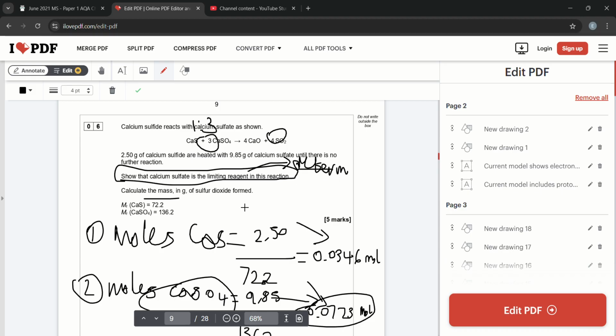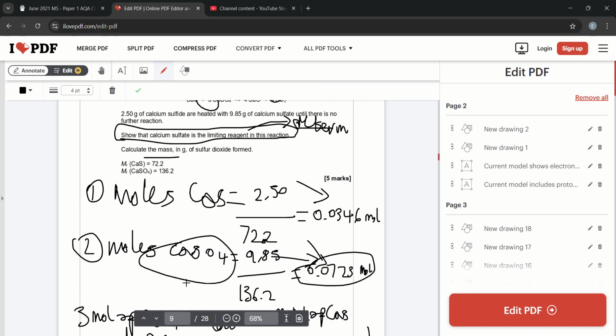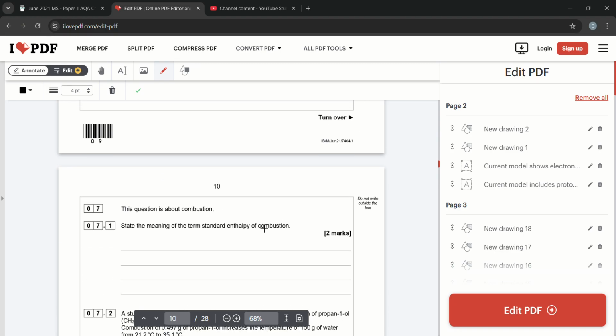So it's going to be 0.0723 times 4 over 3. That'll give me the moles of sulfur dioxide, and then times the Mr of sulfur dioxide, 64.1. 6.18 grams, and that is the end of question 6.